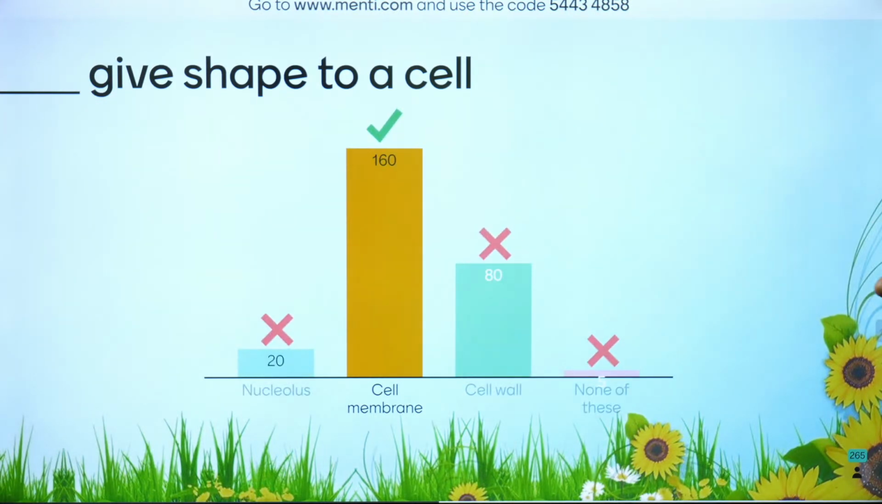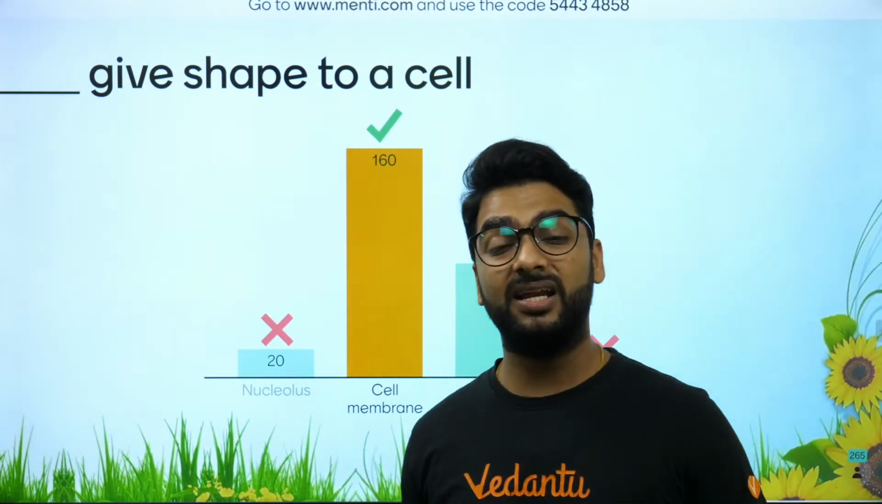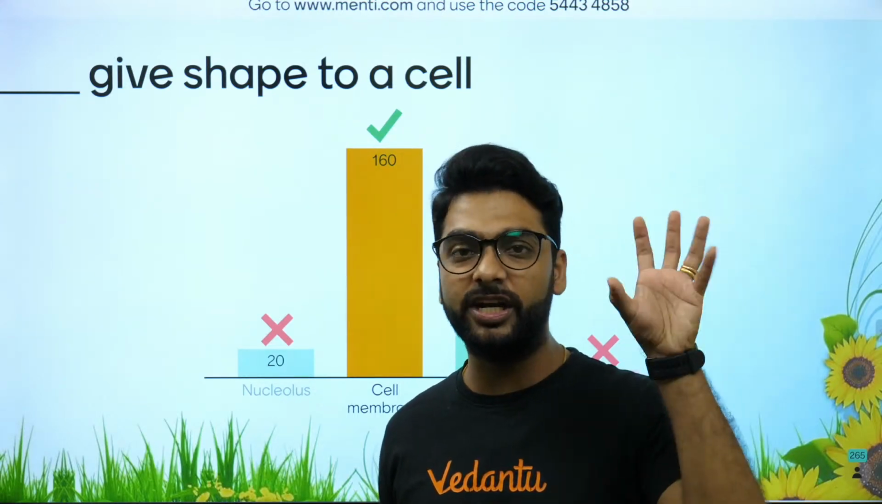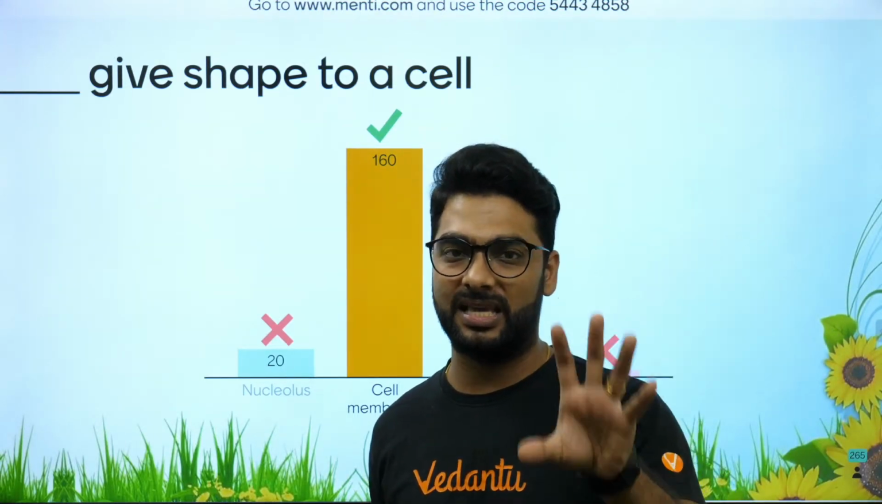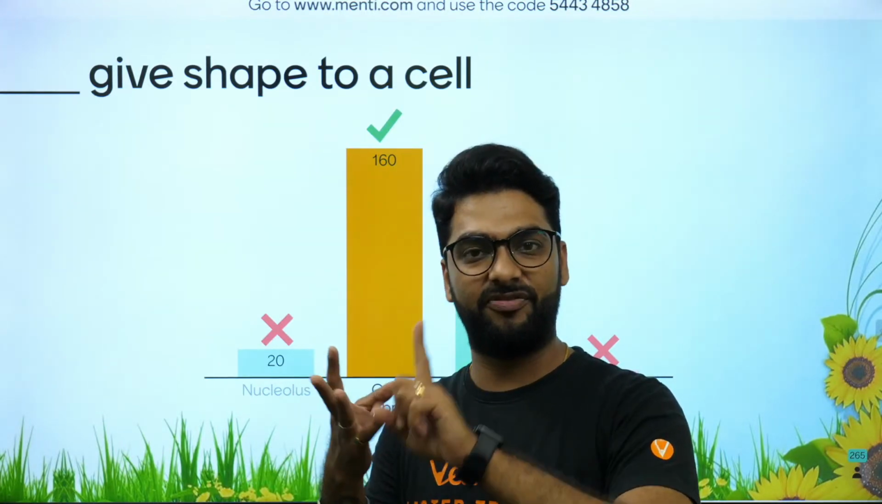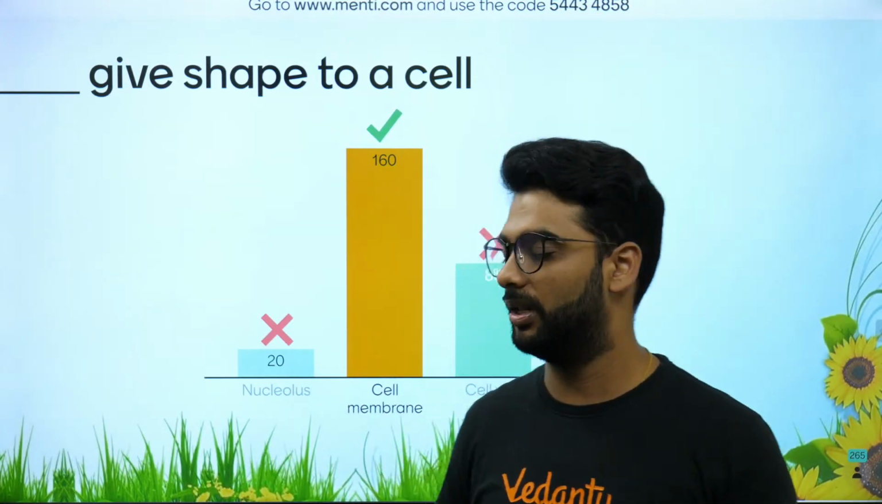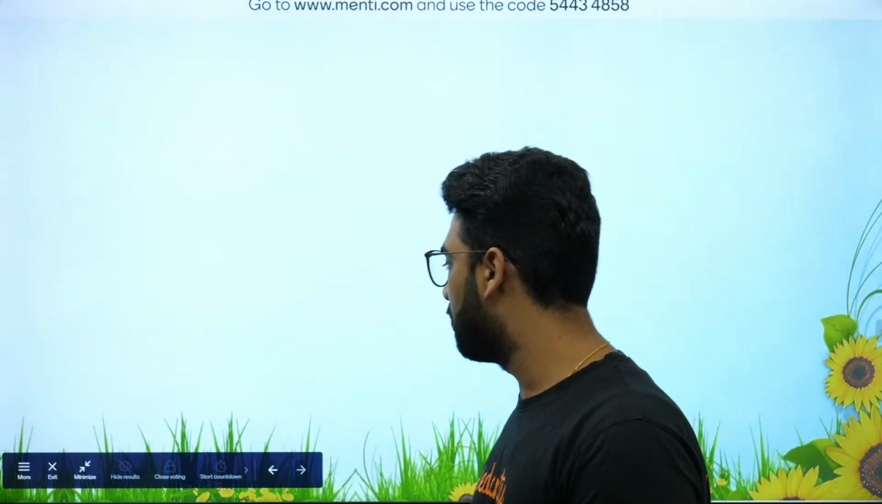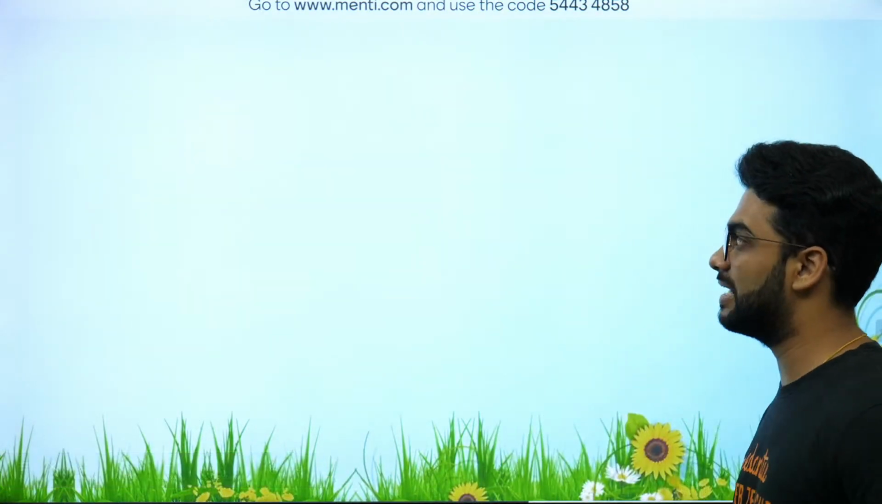ठीक है, चलो. 160 of you are correct. The shape is given by the cell membrane, and in a plant cell, the rigidity of the cell is maintained by the cell wall. Because we know that cell wall is only present in plant, bacteria, fungi. It is not present in animal. ठीक है? So we look at the super board with the superstars. The cell membrane, which is semi-permeable.